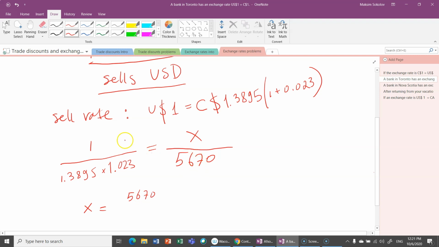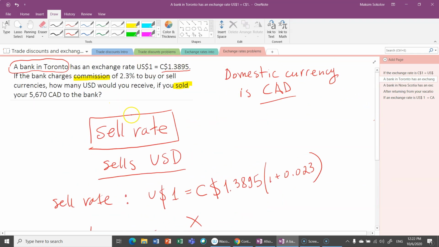From here, we'll be finding that it's going to be 5,670. So this amount times 1, right? Times 1. I don't have to write times 1, but just to make sure. And divide by 1.3895 times 1.023. So let's calculate this. 3,988.86 USD.